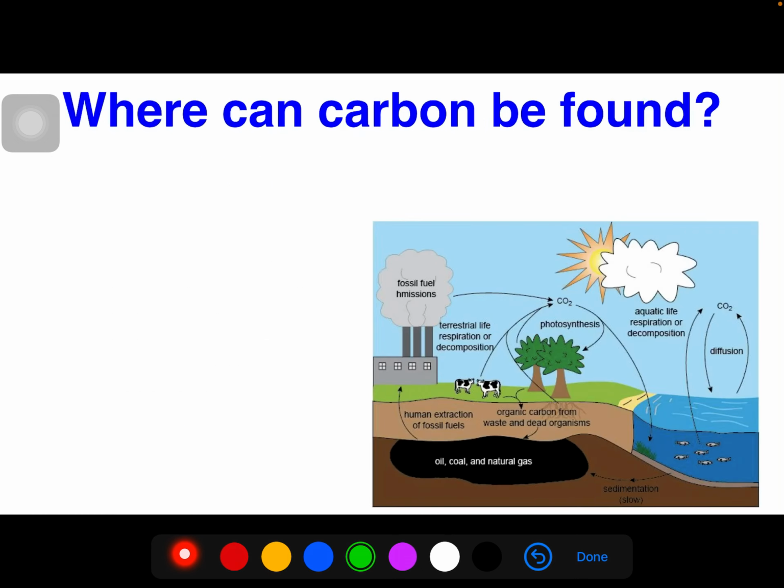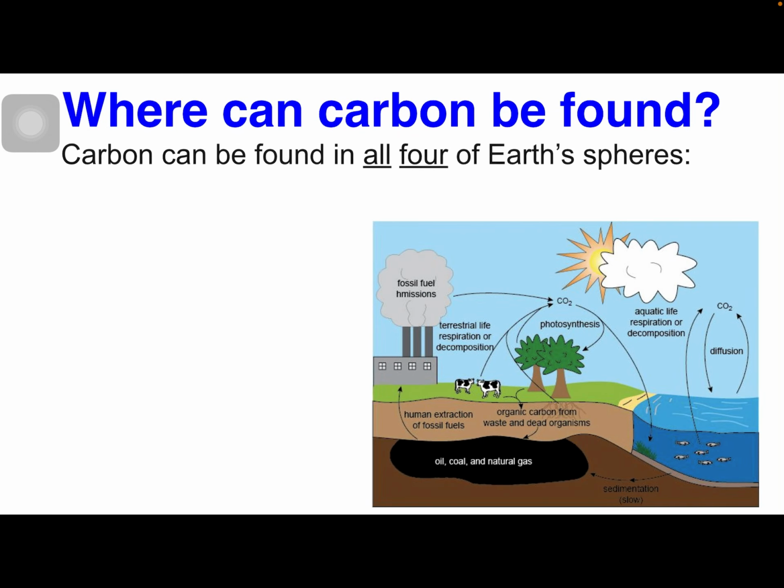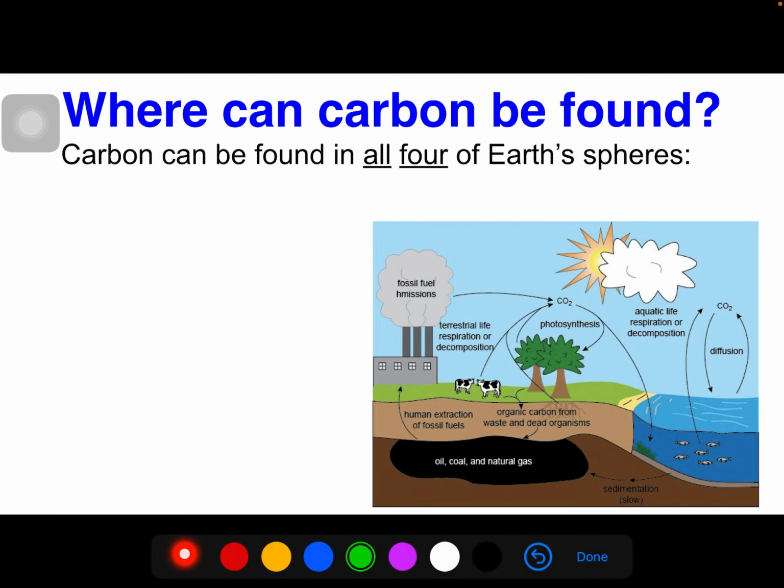So we've talked a lot about this. You saw this information going around in the carbon cycle game. We can find carbon in every single one of our spheres. So thinking about your right-hand side there, you've got this picture. Just take a look through and make note, what spheres do we see going on in the picture?